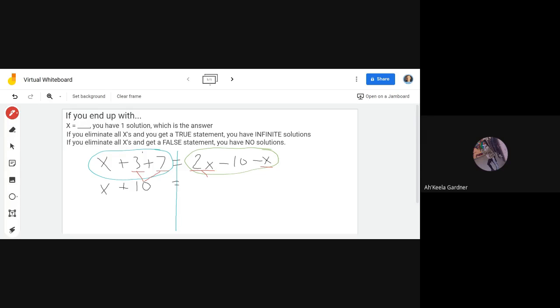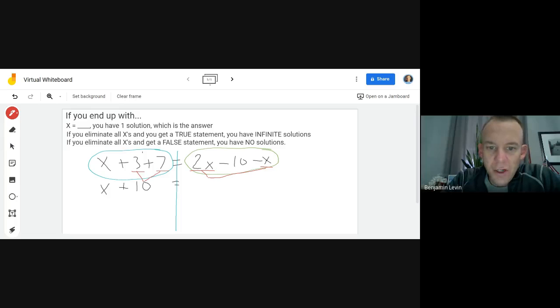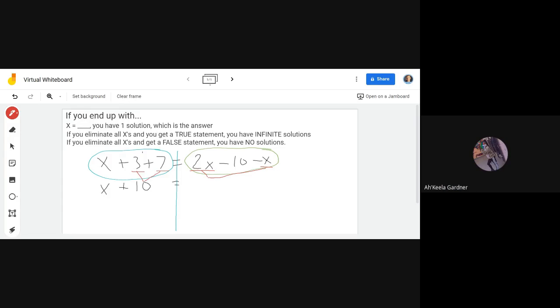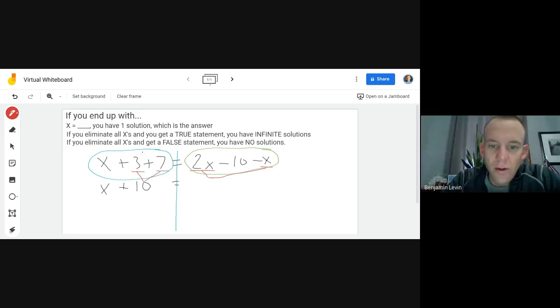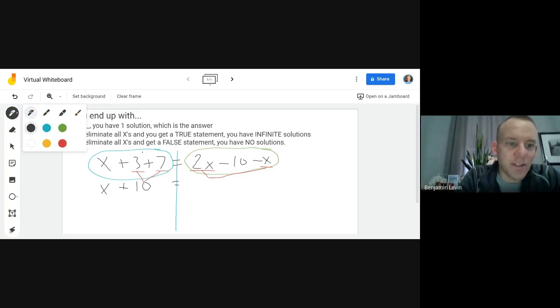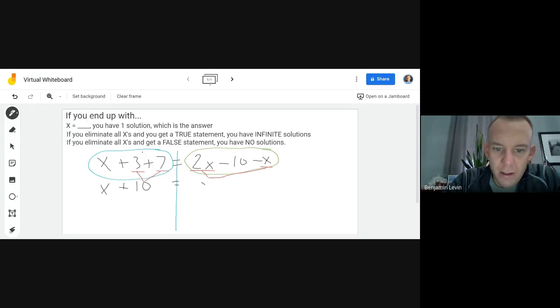It's going to be 10 equals negative 10. We got 2x minus x. If we have 2 x's and we take one away, how many x's do we have left? 1, right? I had 2 and I took 1 away. So I have 1 left. I just have x, 1x.